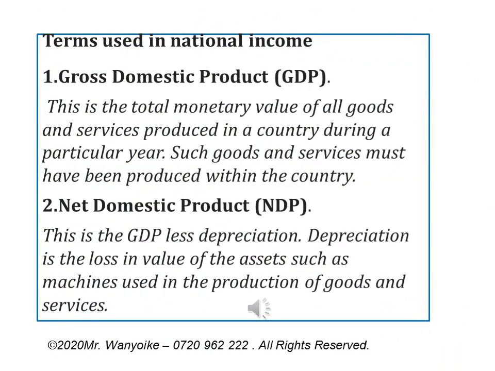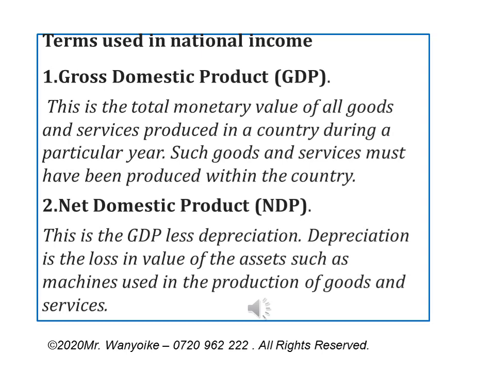Let us now look at the terms used in national income. Number 1, we said it is gross domestic product, GDP. Now, this is the total monetary value of all goods and services produced in a country during a particular year. Such goods and services must have been produced within the country. So it is not production outside the country. It is within the boundaries of a given country. That's why we're using the word domestic, meaning within.